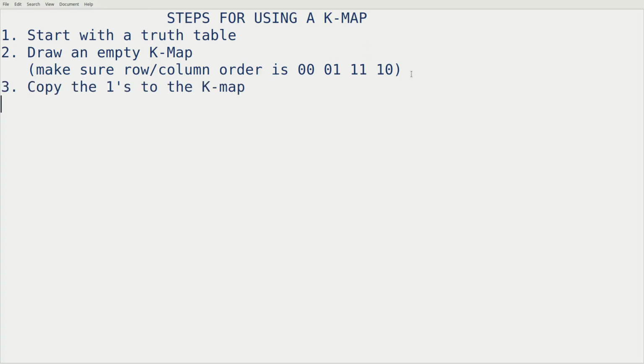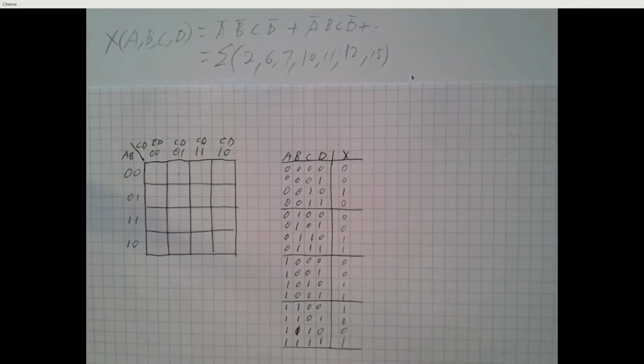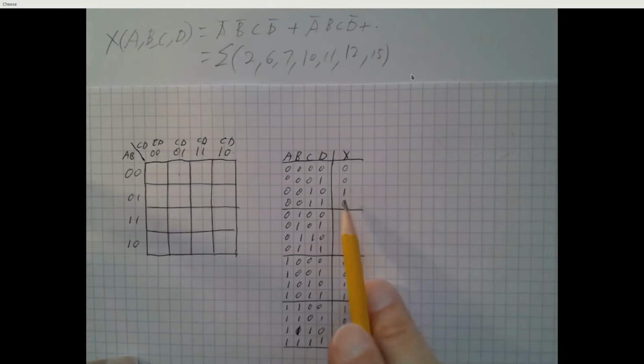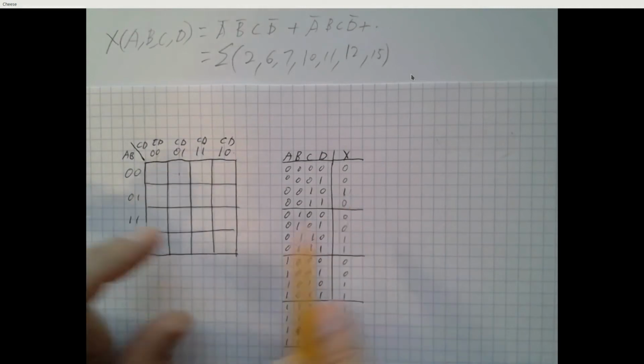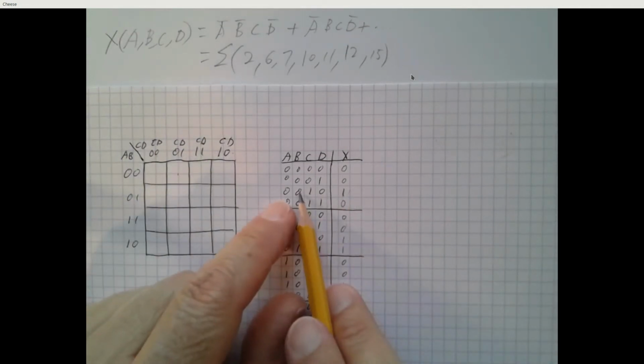Okay, third step, copy the 1s to the K-map. All right, how do we do that? It's a very mechanical procedure. The idea is, look at each one in your truth table. For each one we find here, we're going to place a 1 somewhere inside this K-map. And where we place it depends on the values of A, B, C, and D.